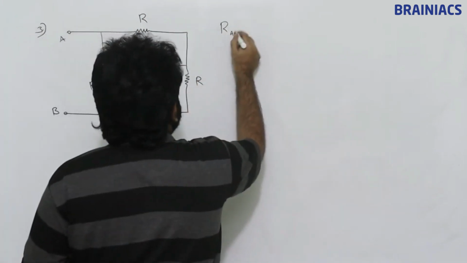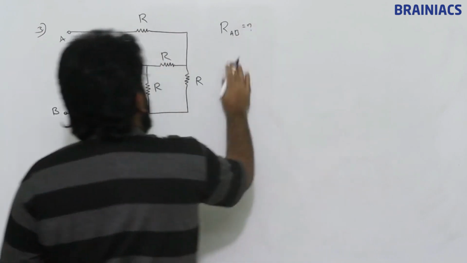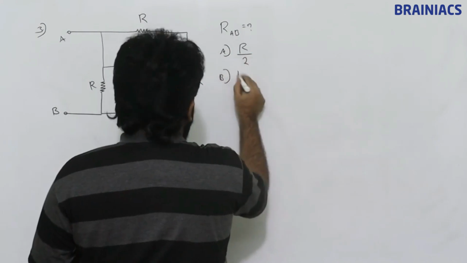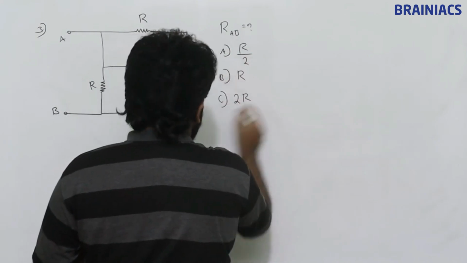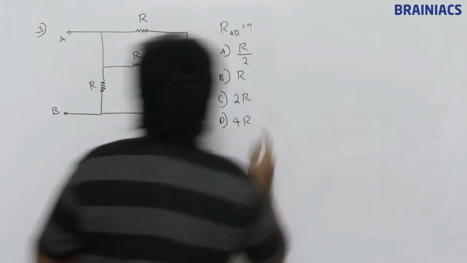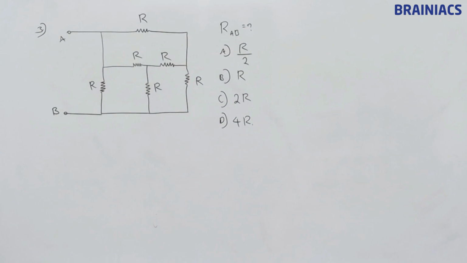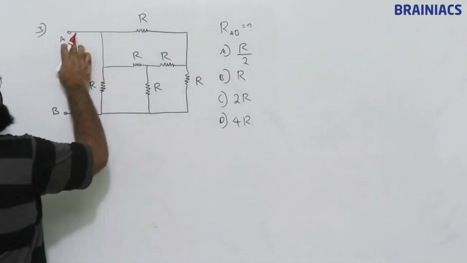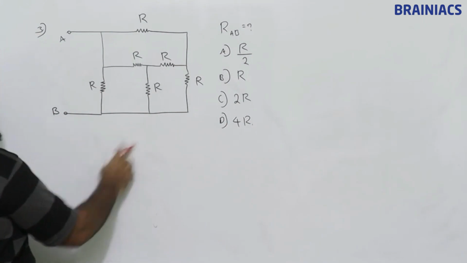What is the equivalent resistance between terminal A and B? Options: R by 2, R, 2R, then 4R. Pause the screen and try yourself, then verify the answer here.